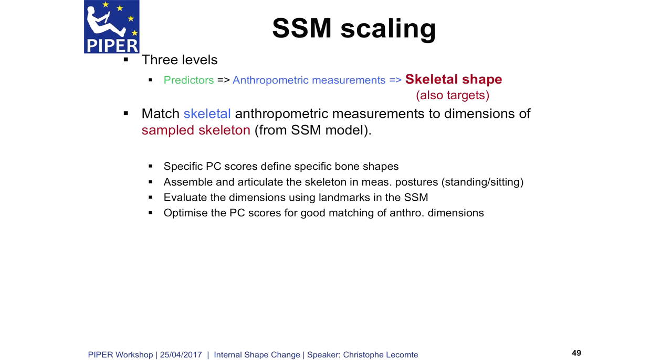So what we had before were the predictors, BMI, stature, and so on, that gave us anthropometric measurements. The trick here is to look at the anthropometric measurements that correspond more or less to skeletal measurements. For example, if you look at the stature of somebody, it doesn't change what your BMI is.